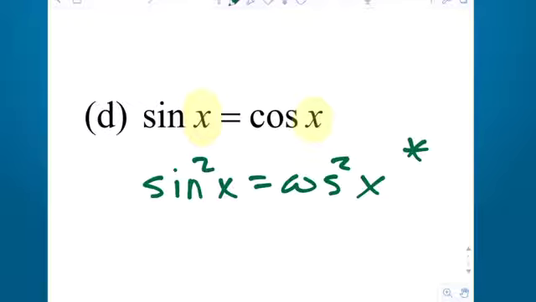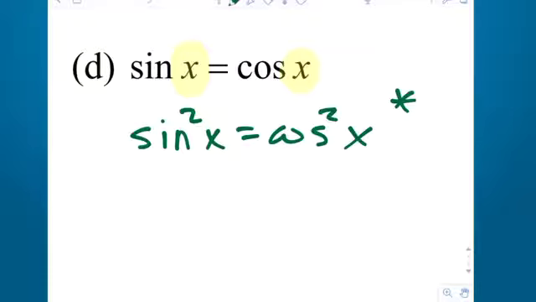Because you're taking something that's like a degree 1, like a linear function that has one solution, and you're squaring it, and you're making it a quadratic, which can have up to 2 solutions, and maybe one of them doesn't work. So anytime you square both sides or raise both sides to a higher power, you need to check for extraneous solutions. And now that they're both in terms of sine squared and cosine squared, now we can use a Pythagorean identity. And it doesn't matter which one.